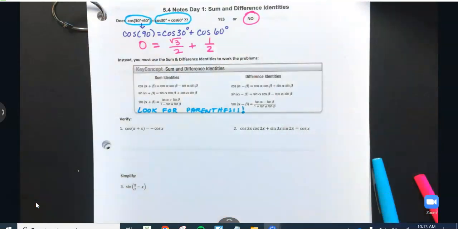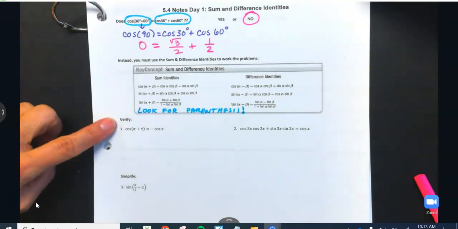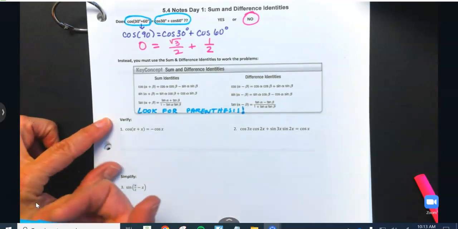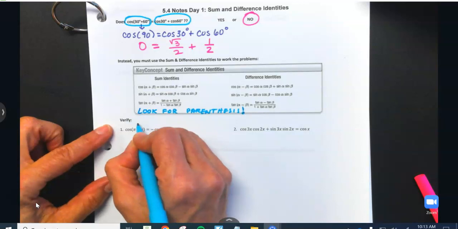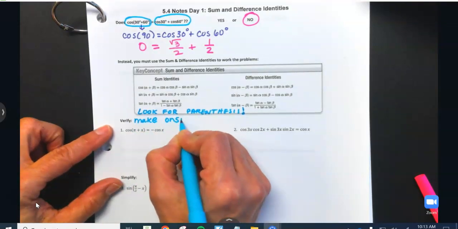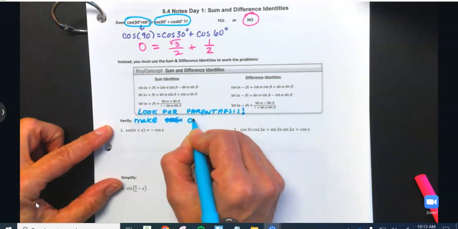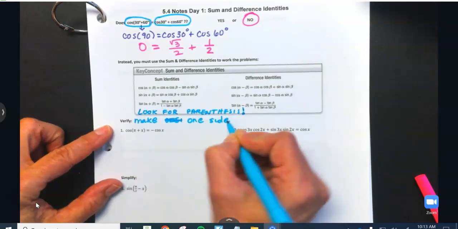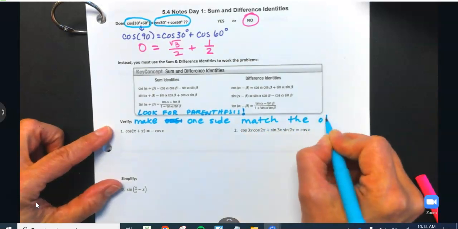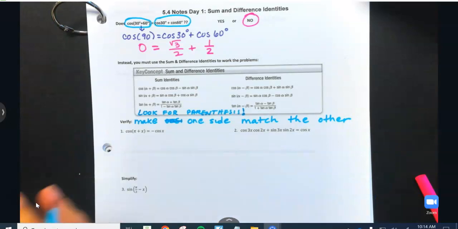So you have these brand new properties that you need to be responsible for, and you have brand new sets of directions. Let's look at this direction right here. This says verify. Y'all know what verify is. It was just like your exit ticket. It makes one side look like the other. Still the same stuff, you know. Make one side match the other. Remember, that's what verify means. We've been doing that this whole time we've been in chapter 5.